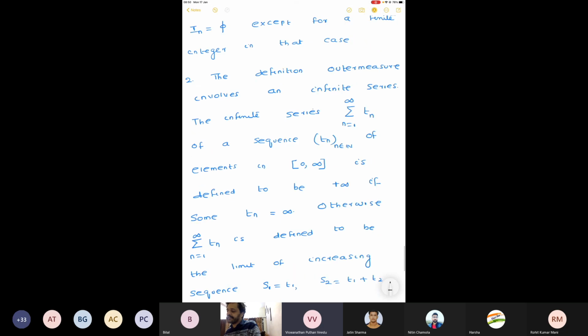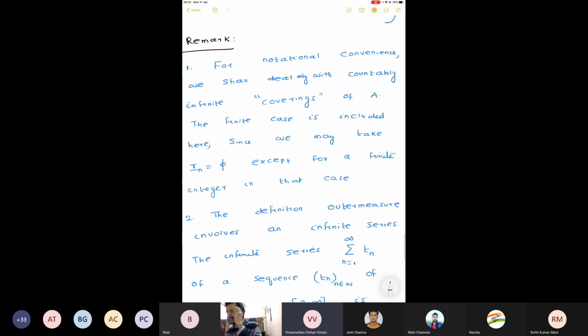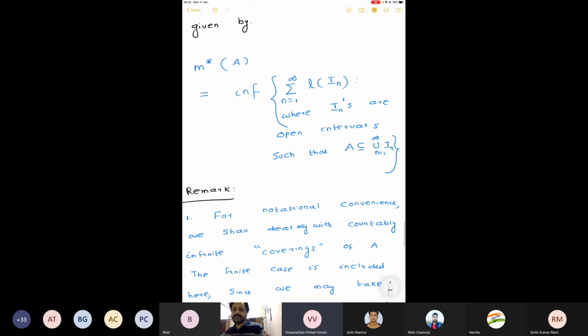So this is the definition of Lebesgue outer measure, and these are the few points that you should keep in mind. One is that it is enough to deal with countably infinite covers. And second, what is the meaning of this summation? Okay. So I hope the definition of outer measure is clear. Yes or no?